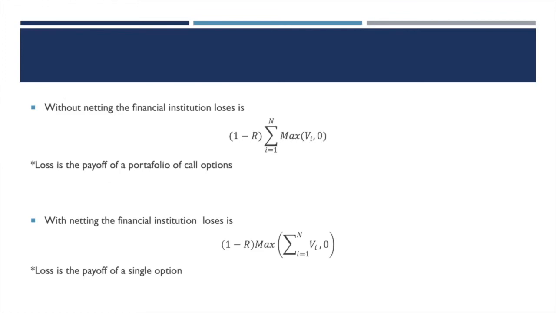Without netting, the financial institution's losses can be calculated by the following expression, where the financial institution has a portfolio of n derivatives transactions with one counterparty. Also, we can assume that there is no default, and the value of the transactions is represented by B_i. This loss is the payoff from a portfolio of call options where each option has a strike price of 0. On the other hand, with netting, the institution's losses can be expressed by the second formula. The loss here is the payoff from a single option with a strike price of 0.